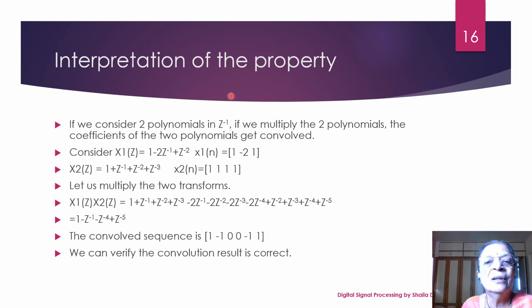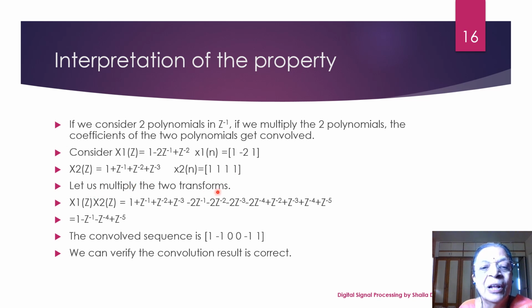So consider how to interpret this particular convolution property. Consider two sequences, X1(z) is 1 minus 2z inverse plus z raised to minus 2. That is, the sequence is 1, minus 2, 1. There are only 3 points in the sequence. Now X2(z) is 1 plus z inverse plus z raised to minus 2 plus z raised to minus 3, meaning x2[n], by picking the coefficients, I can write the sequence as 1, 1, 1, 1.